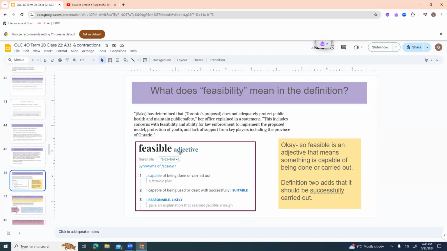Feasible is an adjective. Feasibility would probably be a noun. Capable of being done or carried out. Capable of being used or dealt with successfully. And then reasonable or likely. If I didn't like any of the definitions or I felt like they didn't help me, I would also go to a thesaurus and look at some of the synonyms. But basically, feasible is an adjective that means something's capable of being done or carried out, probably successfully.